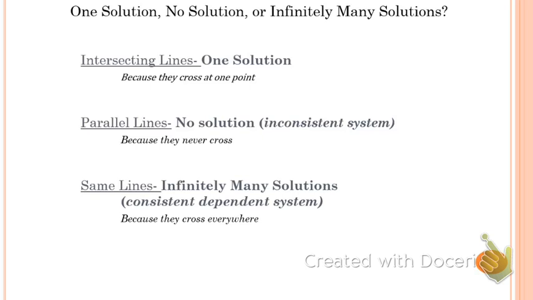And then what happens when the lines are the exact same lines and one line is laying on top of the other? Is there one point of intersection? No. How many points of intersection are there? There's a lot, right? So infinitely many solutions because they cross everywhere. Fill in those blanks, and then we're going to look at example number 1.